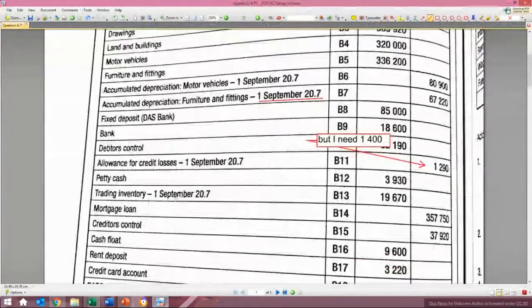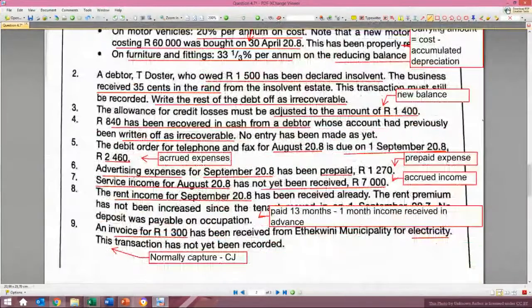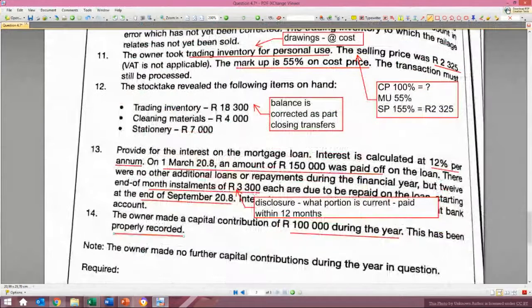Now, if we look at the additional information, I told you that for disclosure purposes, they tell you that 3,300 is per month and will start to be paid at the end of September for the next 12 months. So we know those are a liability that will be settled within the next 12 months, and according to our rules, anything that will be settled within 12 months, whether it's an asset or liability, is seen as current.